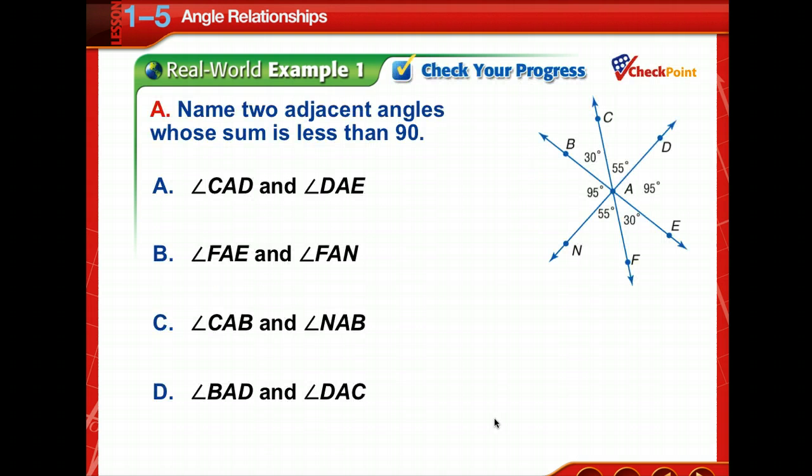Okay, now time to check your progress. We are to name two adjacent angles whose sum is less than 90. So pause the video, figure out which two adjacent angles sum is less than 90.